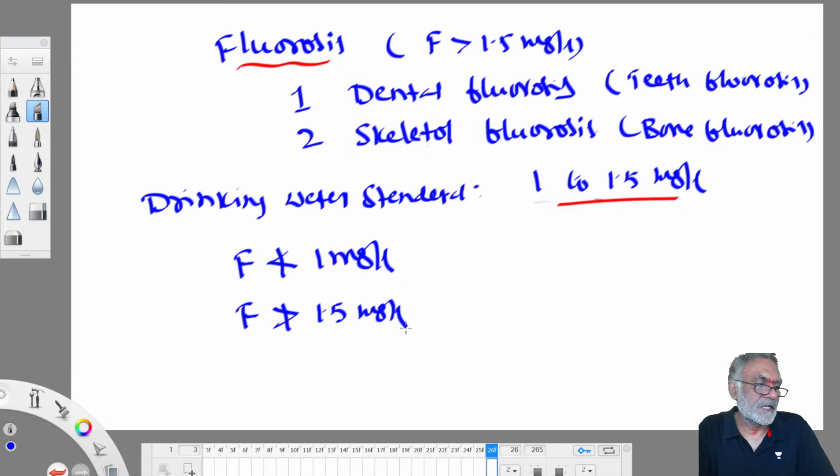I am writing this because we already discussed and solved problems, numericals and all, using these expressions. That's why I am not again giving details regarding them.